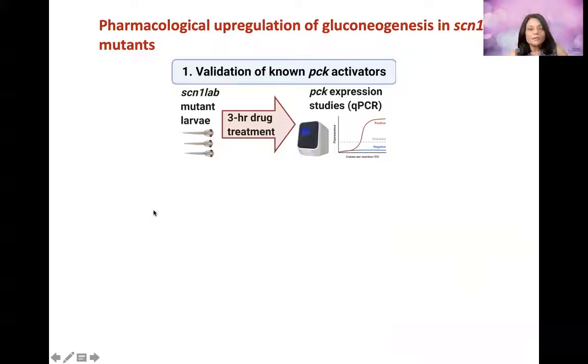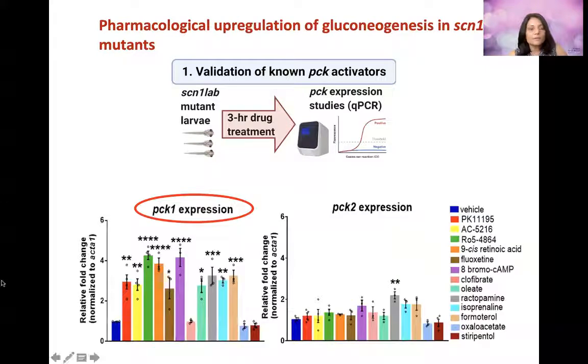So, 3 hours of treatment with a small shelf library of compounds. I'm showing you the data for one concentration, which is 10 micromolar of each of these drugs. What we found, and this is a busy slide on the left, is that many of these compounds were able to increase the expression, as we expected from the literature, of PCK1, more so than PCK2.